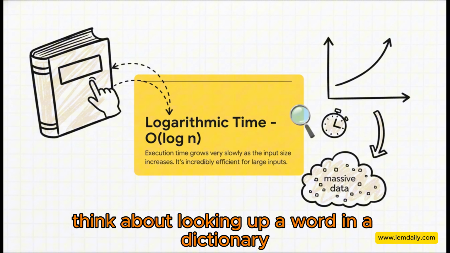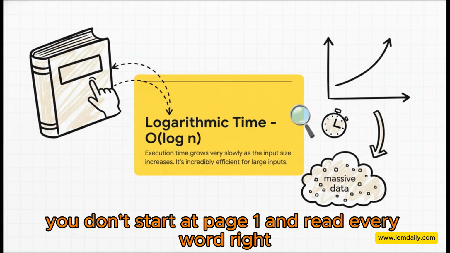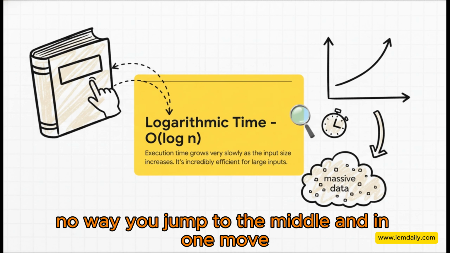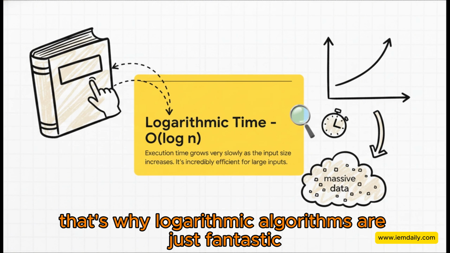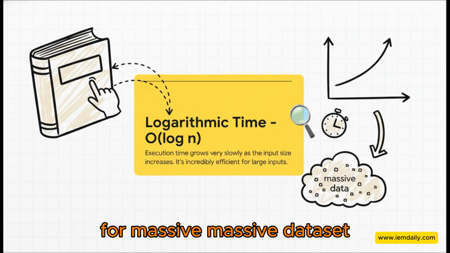Think about looking up a word in a dictionary. You don't start at page 1 and read every word, right? No way. You jump to the middle, and in one move, you've eliminated half the book. That's why logarithmic algorithms are just fantastic for massive, massive datasets.